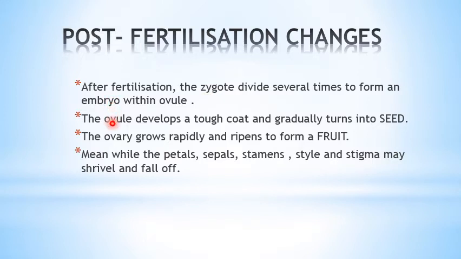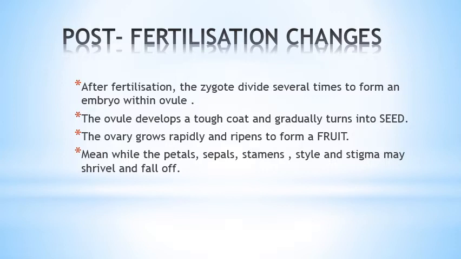The ovule, where the fertilization takes place, develops a tough coat and gradually turns into the seed. This tough coat will form the seed coat. The ovary grows rapidly and ripens to form the fruit. Meanwhile, petals, sepals, stamens, style and stigma may shrivel and fall off. So what will be the post-fertilization changes, and what will happen to the zygote? It will develop into the embryo. The ovule will ripen to form the seed, and the ovary will ripen to form the fruit.